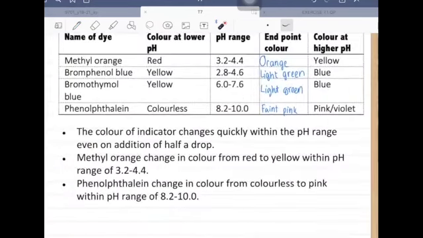The color of indicator changes quickly within the pH range, even on addition of half a drop. Okay, methyl orange changes in color from red to yellow within the pH range of 3.2 to 4.4, whereas phenolphthalein changes in color from colorless to pink within the pH range of 8.2 and 10.0. Okay, so for your AS syllabus, they only talk about methyl orange and phenolphthalein.